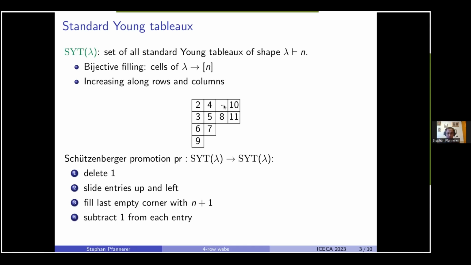At this step, we cannot move the 10 because then the third column would not be increasing from top to bottom, so we move the 8, then we move the 11, and we end at an outer corner. We fill this with the next possible integer, which is 12, and we subtract 1 from everything and get back a standard Young tableau. It's quite easy to see that this is a bijection on standard Young tableaux of some shape to standard Young tableaux of the same shape. The backwards map would simply be: increase everything by 1, delete the 12, and then slide in the opposite direction.